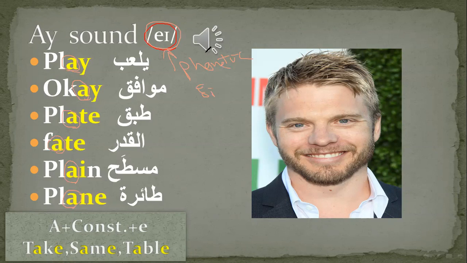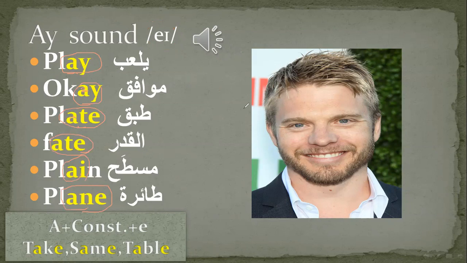So here the rule is, whenever we have AY at the end of the word, or A-consonant-E, or AI, usually this A, and this A, and this A, all these A's are pronounced with the A sound.